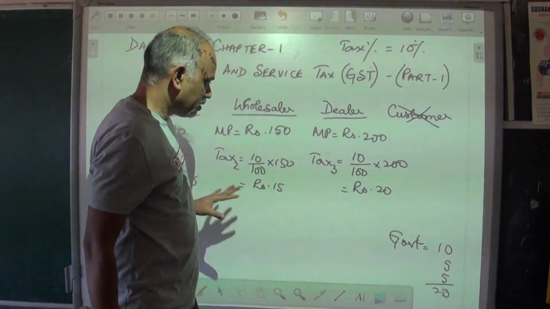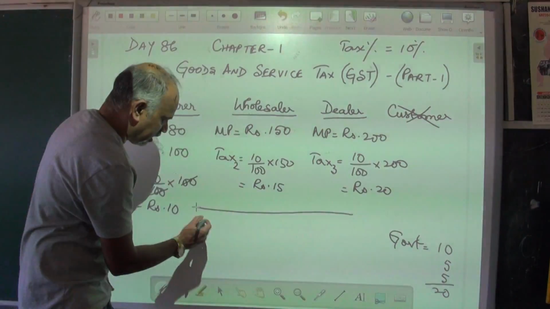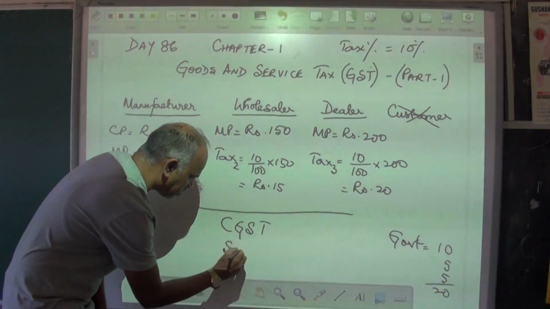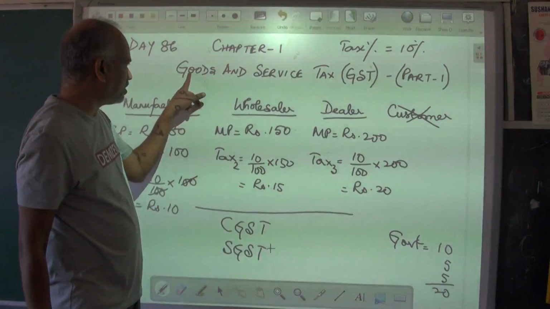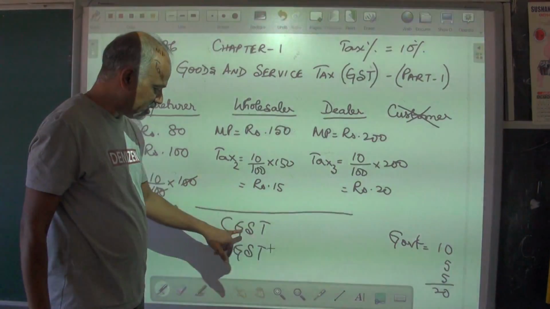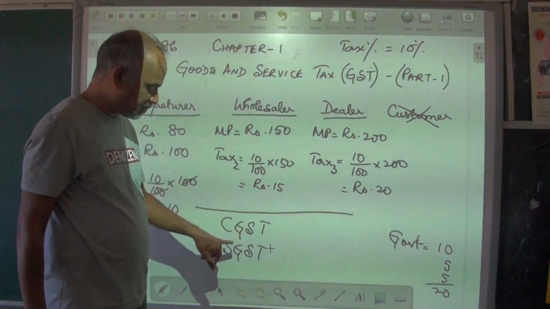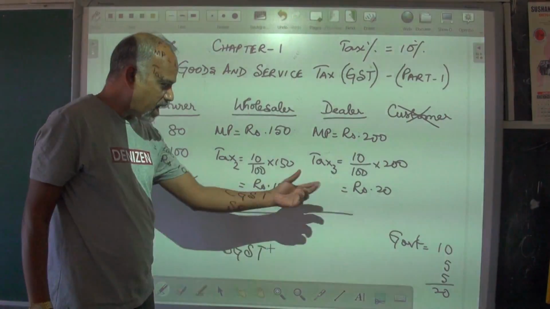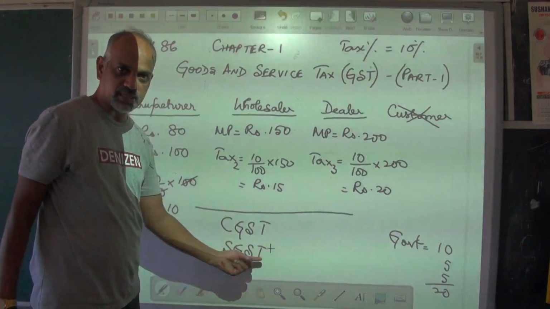Okay. Now, there are two types of GST that you have to know. One is CGST and the other one is SGST. Okay. GST full form is here, goods and service tax. Okay. Now what is CGST? This is C stands for central GST, okay, and S stands for state GST. Okay. Part of this GST has to go to the central government, part of the GST has to go to the state government.